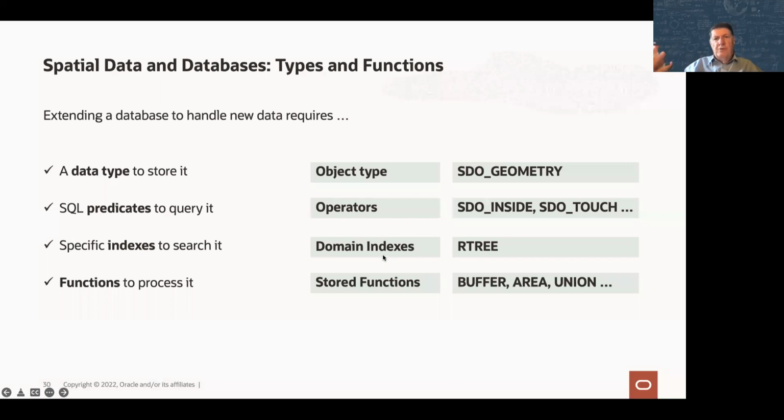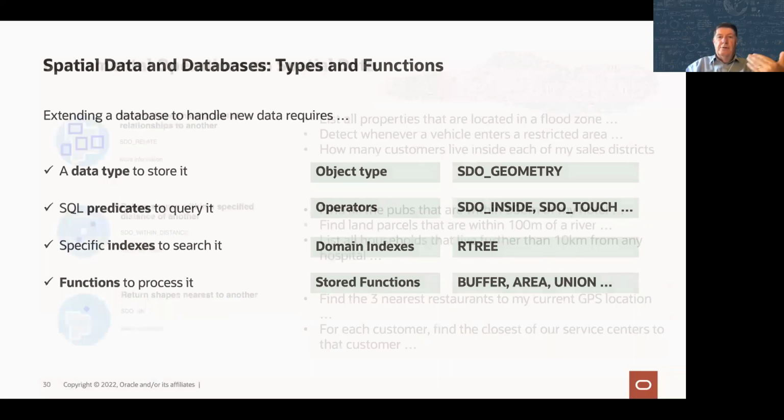So SDO_INSIDE. The domain index, we need a specific index. We call it an R-tree structure. It's a tree of rectangles. Then there are functions like buffer, area, union to merge, etc. So this is all that we do.